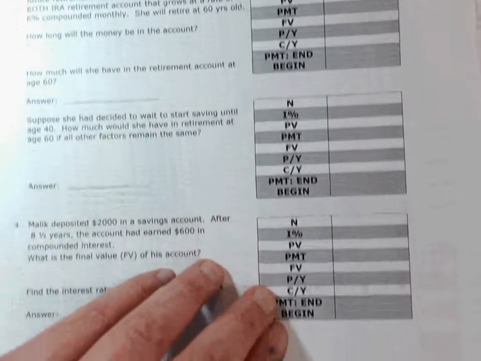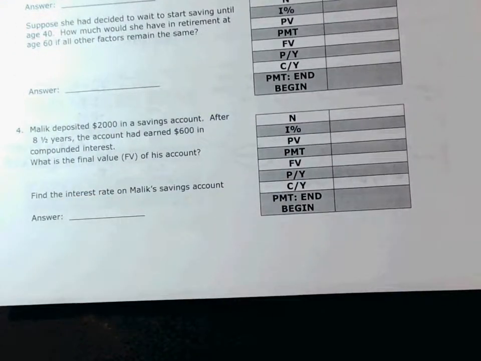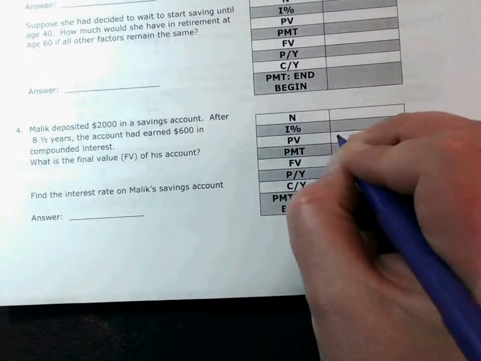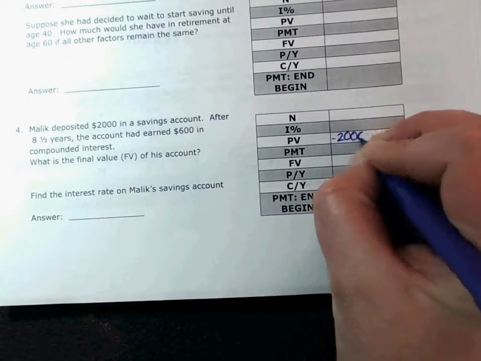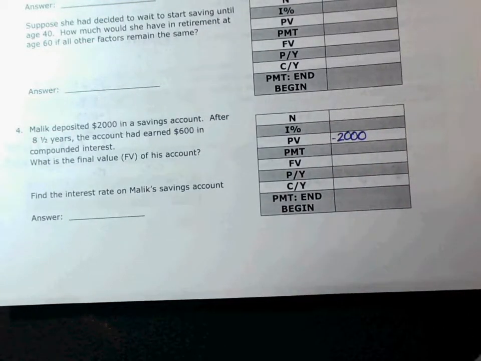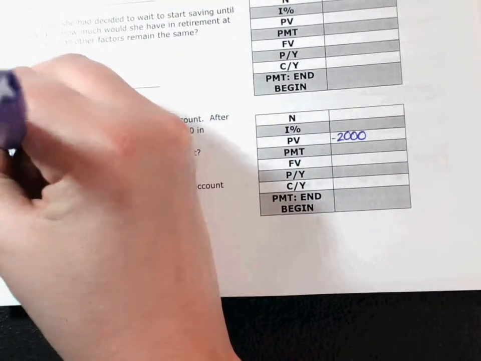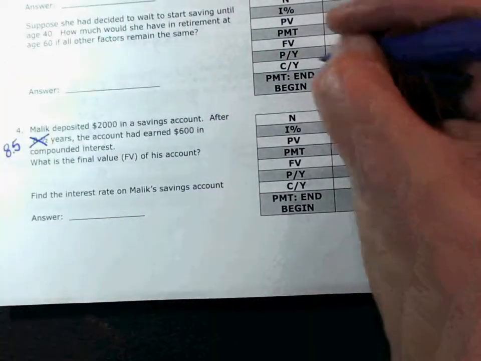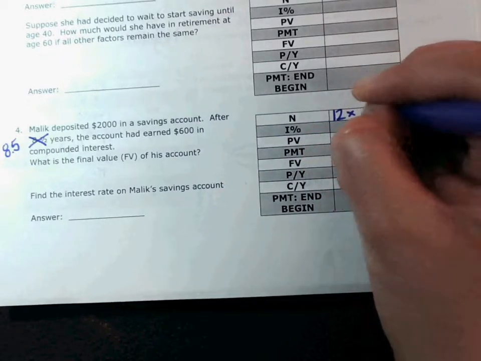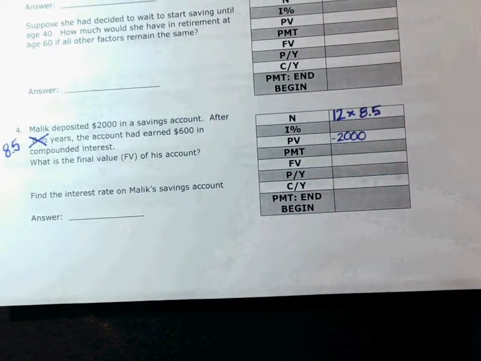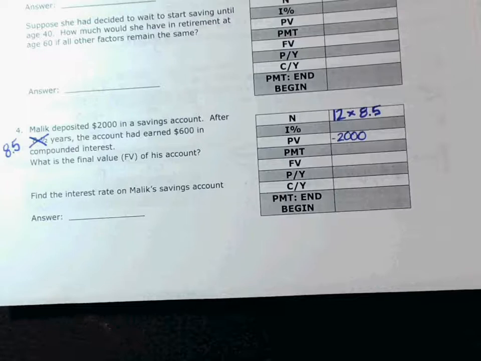Okay, number 4 says Malik deposited 2,000 in a savings account. Where does that go? PV. Notice it's minus 2,000. Then it says after 8.5 years. Now I'm going to change that to months, so in my thing, I'm going to put 12 times 8.5.